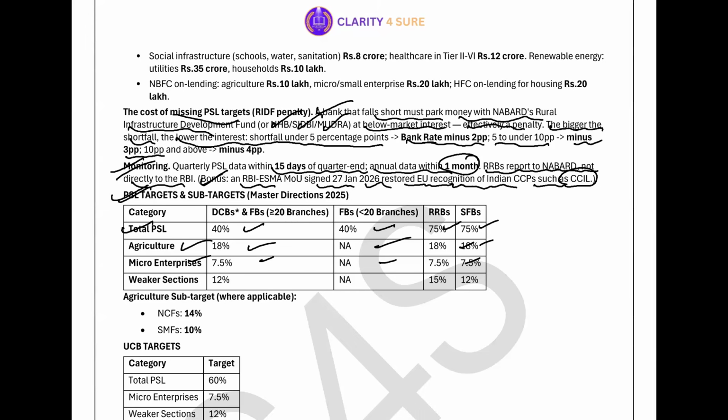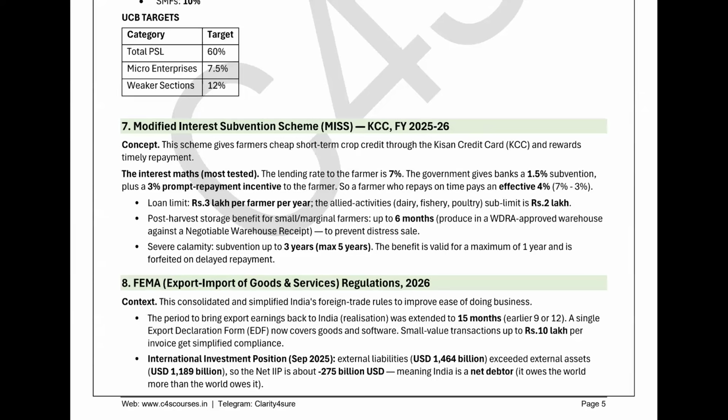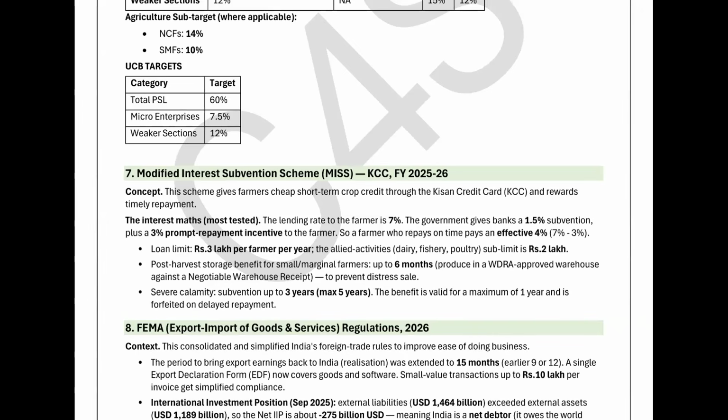ये डेटा को एक टेबल बना के रख लो. It can be asked. Agriculture sub-target: NCF 14%, SMF it is 10%. ठीक है. And now this is the UCB target. UCB टारगेट क्या है? Total PSL is 60%, micro enterprises 7.5%, weaker section 12%. It is only whatever the data it has been shown, it is important, right?